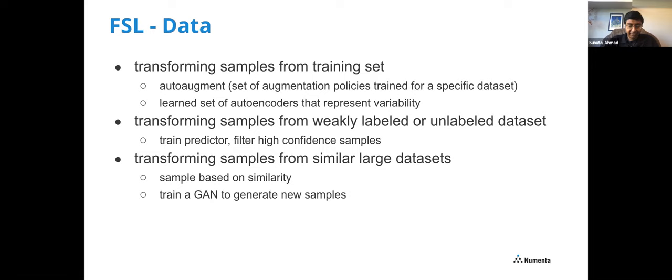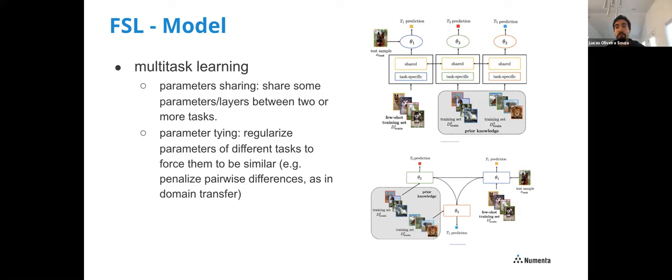Yeah. So a second way, where you start getting into something algorithmic, is you actually incorporate that knowledge into your model. There are a few ways of doing that. One very simple one is just parameter sharing, where you share some layers or some parameters of your network between different tasks. I think we see a little bit of that in OML, where we have this representation network, and that representation network is shared between tasks.